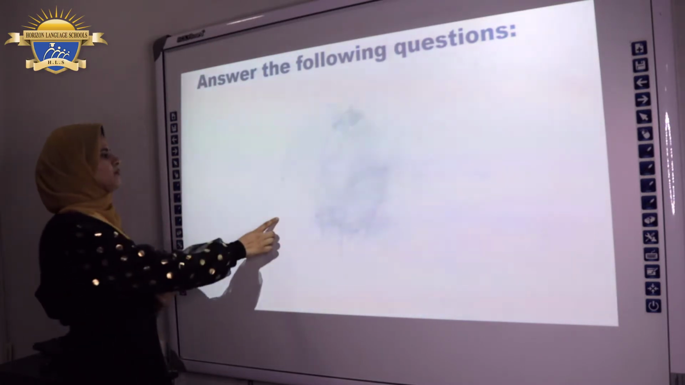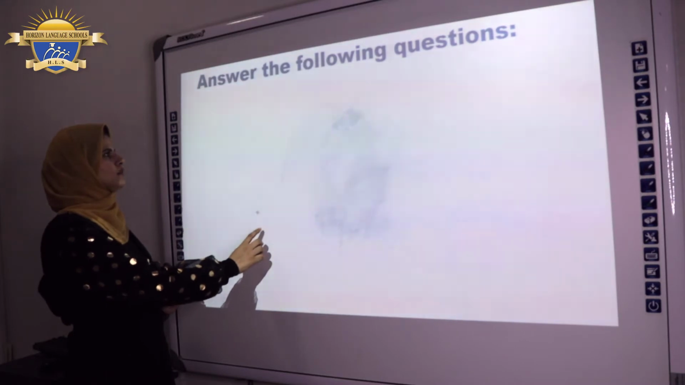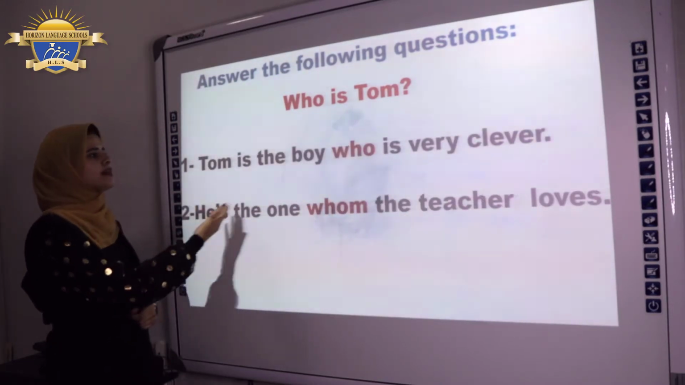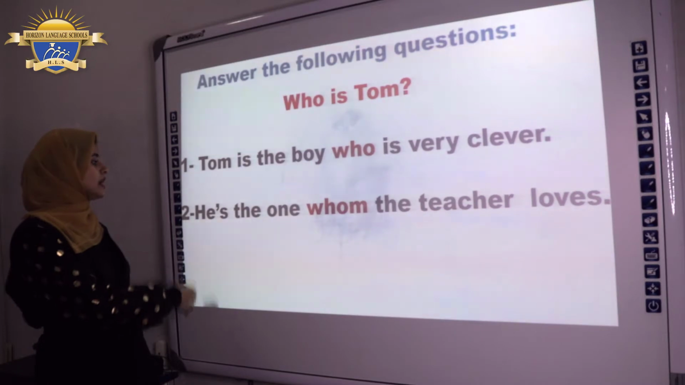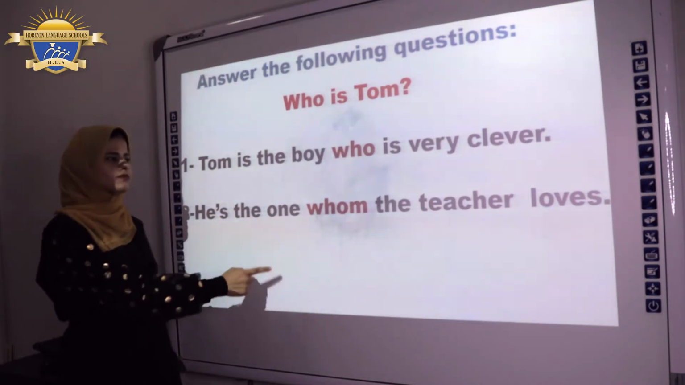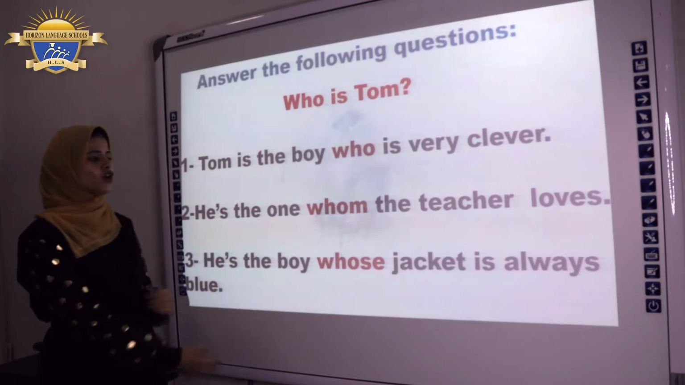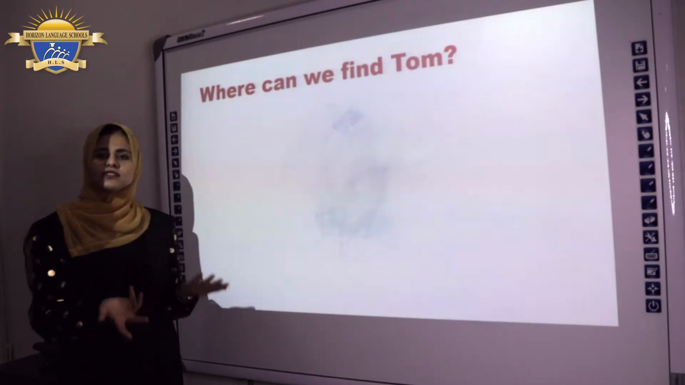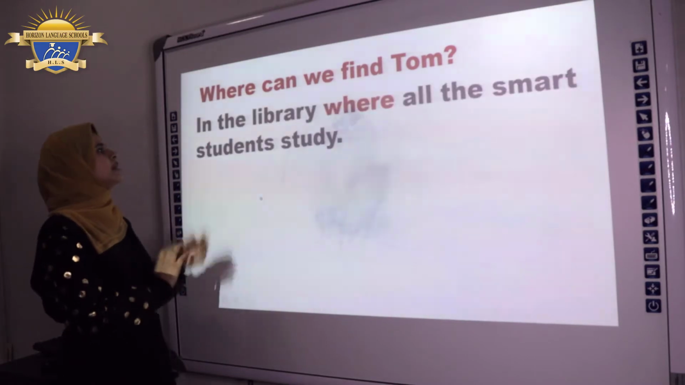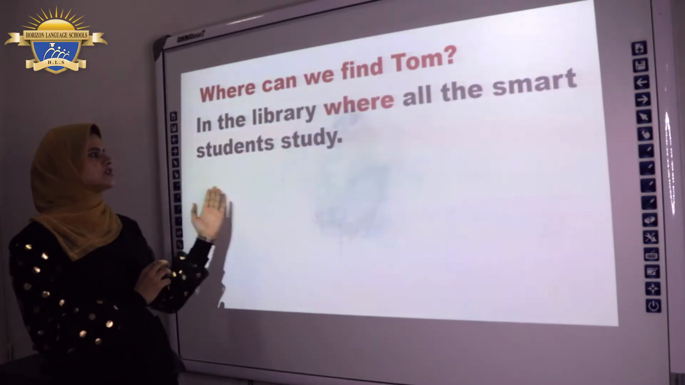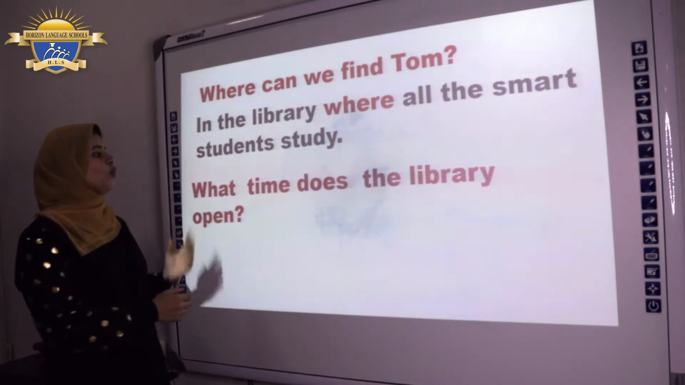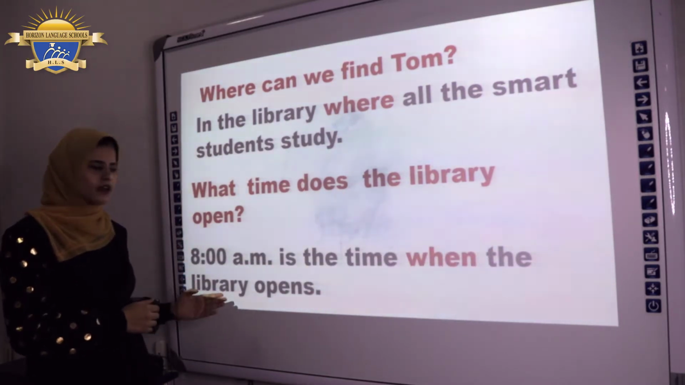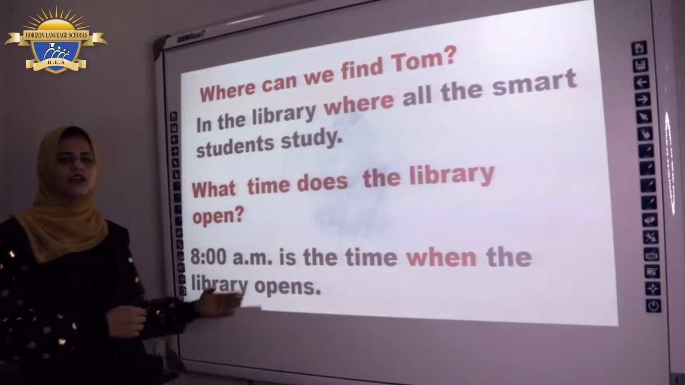If I ask you, who is Tom? We can say from the passage, Tom is a boy who is very clever and he is the one whom the teacher loves. Or he is the boy whose jacket is always blue. Where can we find Tom from the passage? In the library, where all the smart students study. What time does the library open? 8 a.m. is the time when the library opens.